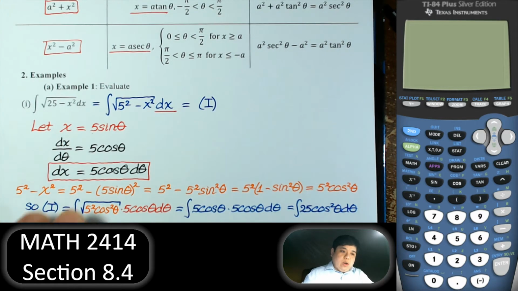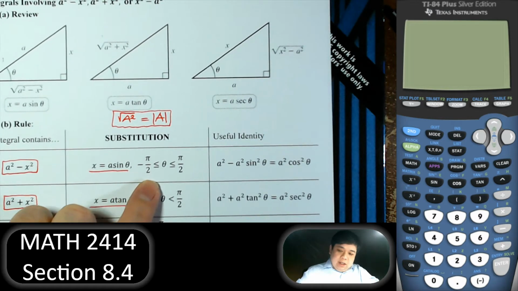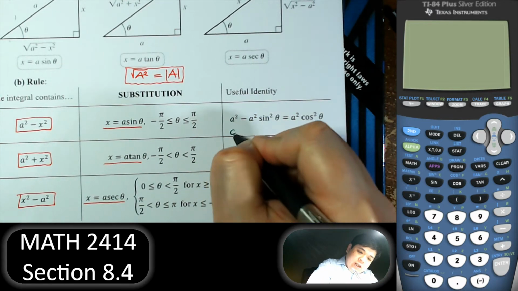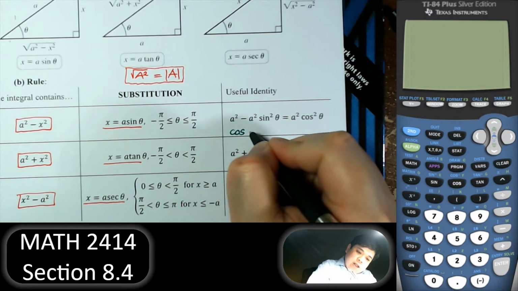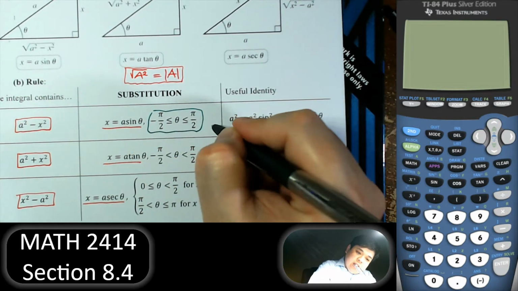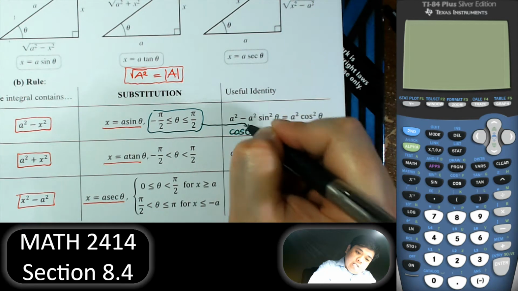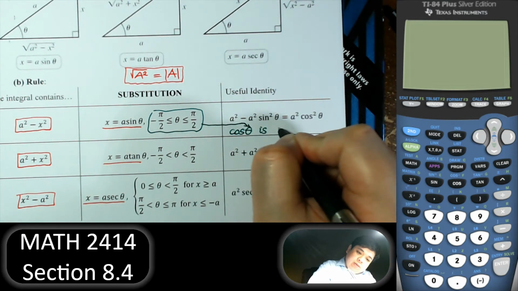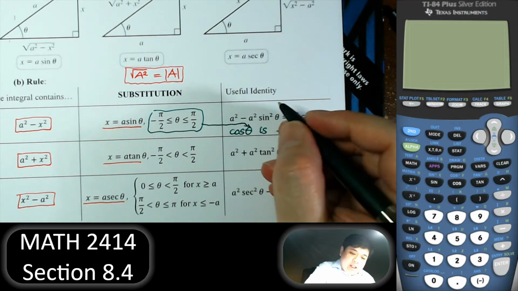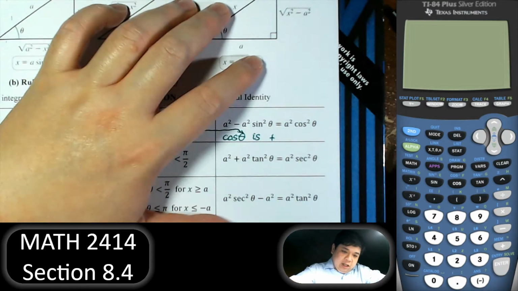Now, the cosine for quadrant 4 and quadrant 1 is positive, so that's why this is positive for sure, right? So once again, when theta is in this interval, the cosine of theta is positive, greater than or equal to 0, I should say, is non-negative.